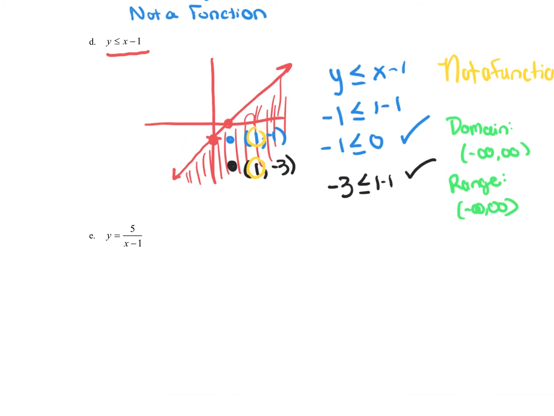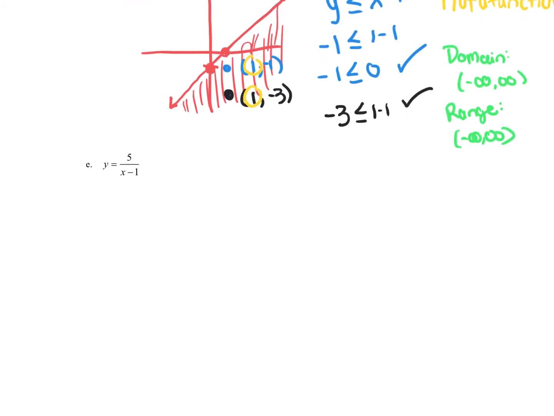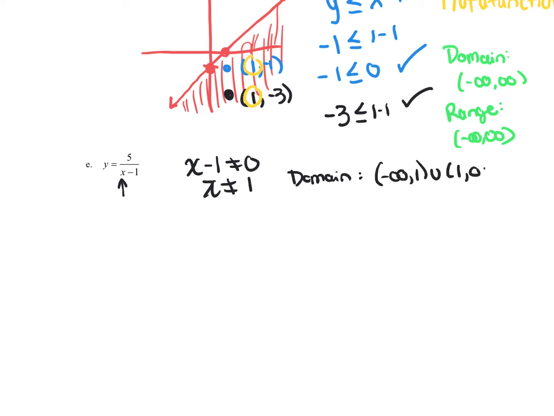The last problem is a rational function, which you may or may not remember from Algebra 2. Let's do domain first. That x is in the denominator, and I never want to divide by 0. So what value of x is going to make that bottom equal 0? In other words, x minus 1 can never equal 0 because it's in the denominator. That means x can never equal 1. So my domain is negative infinity to 1, union, then you jump over 1 and go from 1 to infinity. So you never actually equal 1.